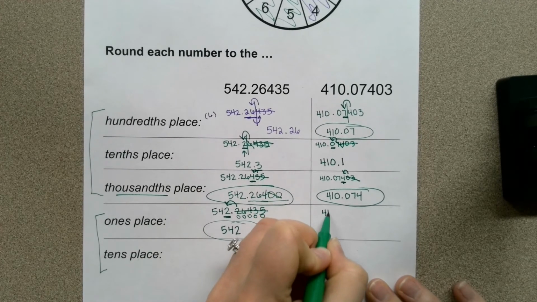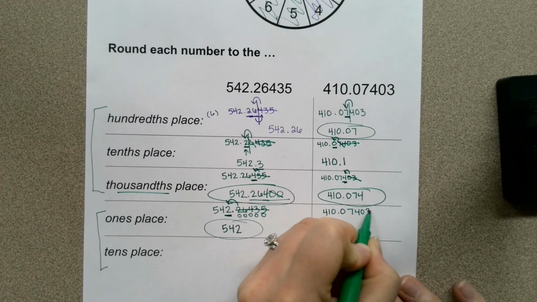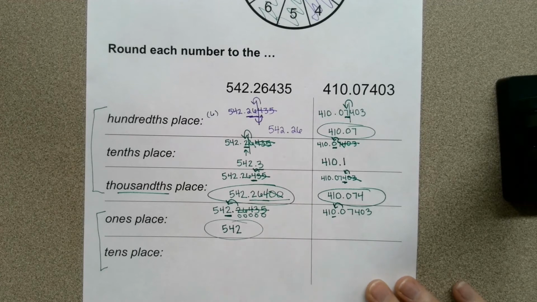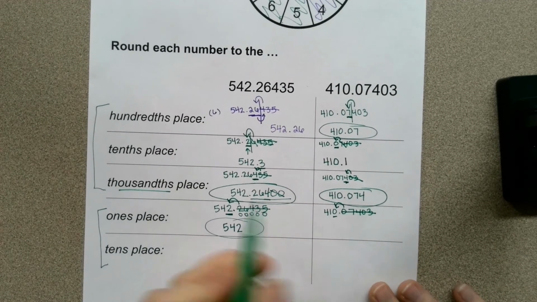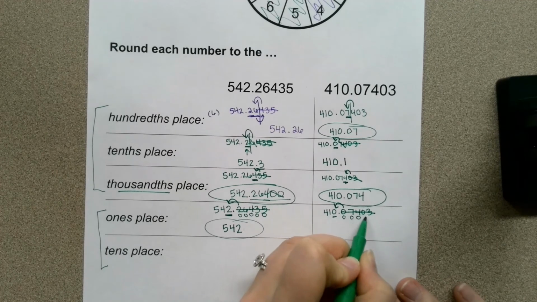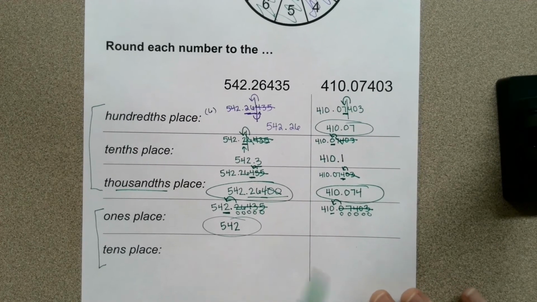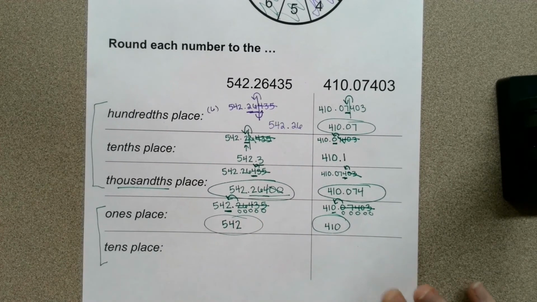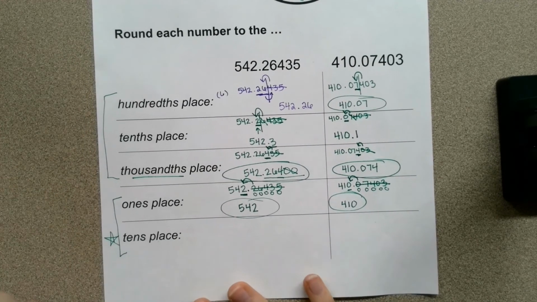Do the same thing for this number. Our ones place is this 0, and the 0 to the right of it is going to determine what happens. It's not enough to round it up, so we don't need them. In a way, they turn to zeros. Zeros to the right of the decimal don't add any additional value, so 410 is our answer. The tens place, that's where it gets a little tricky.